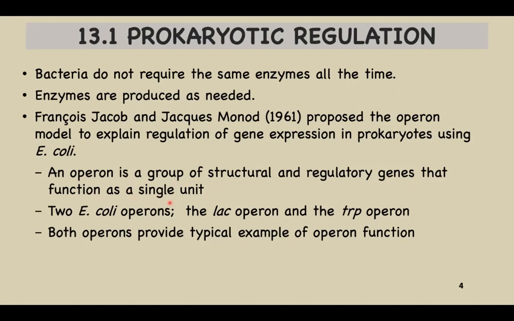So the most important thing untuk prokaryotic regulation ni is dia punya transcriptional. Okay, dia punya transcriptional lagi the main point lah rather than the translation. So the main event that happens dalam prokaryotic regulation is during the transcription. So there are two types of E. coli operons. The first one is the lac operon, which stands for lactose. Okay, lac operon. Okay, and the other one is the tryptophan operon. Tapi tryptophan ni kita tak cover dalam our syllabus. So we concentrate only on the lac operon. So both operons provide typical example of an operon function.